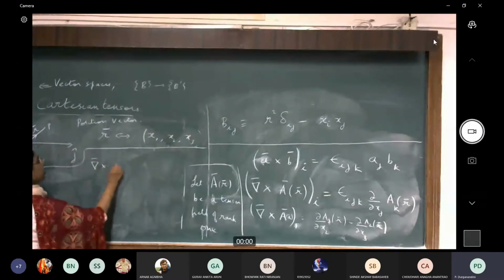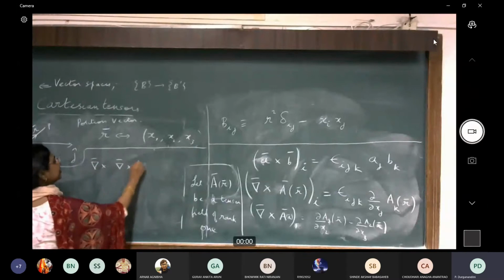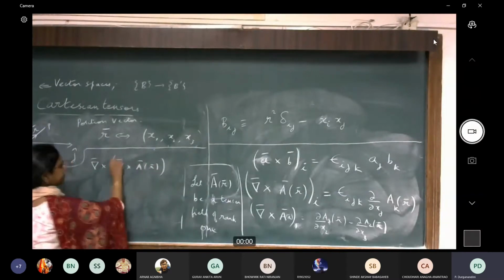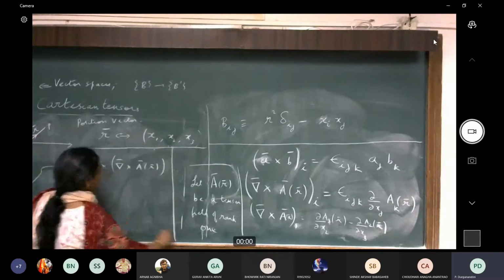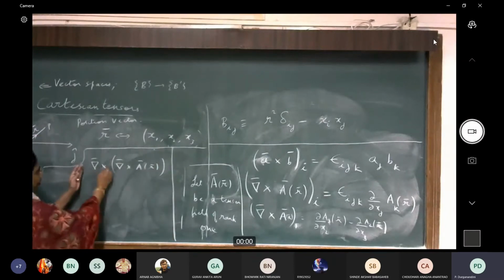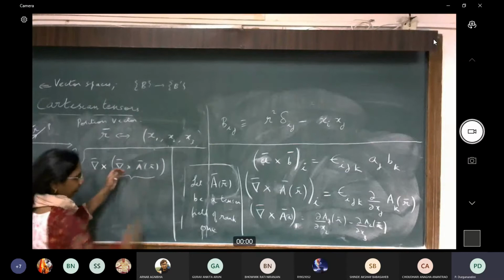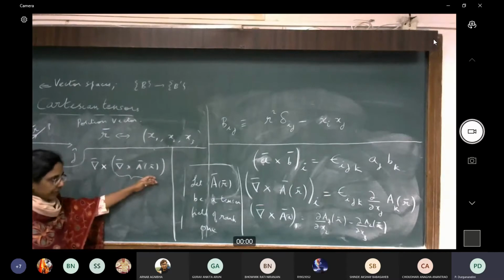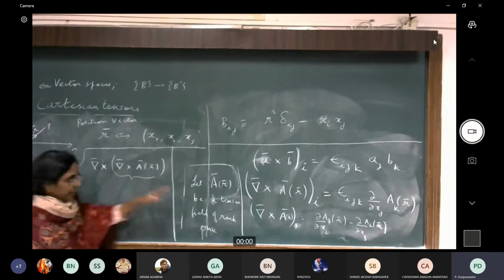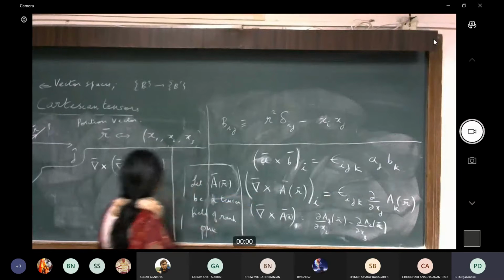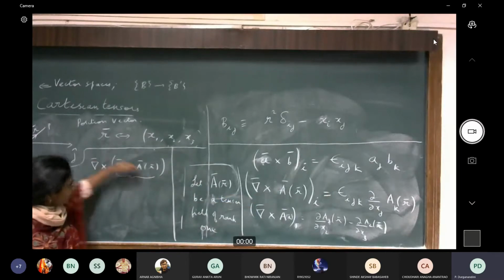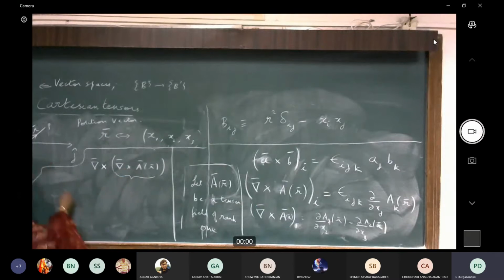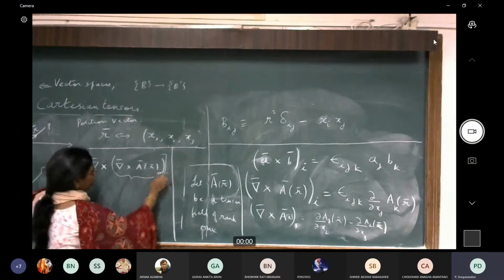Now consider del cross of del cross A. Right? So now you can see that here I'm taking the cross product of this object, which is again a vector or a tensor field of rank 1, which you can demonstrate. I'll give this as a tutorial sheet, and at that time you can see this is a tensor field of rank 1. Then I'm taking del cross of another vector field. So by definition, if I take this, what will be the ith component of this whole object?